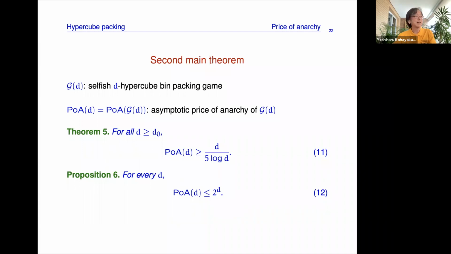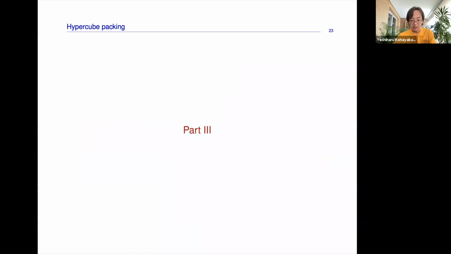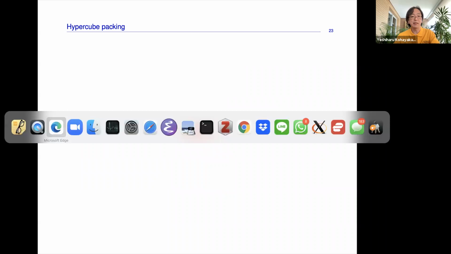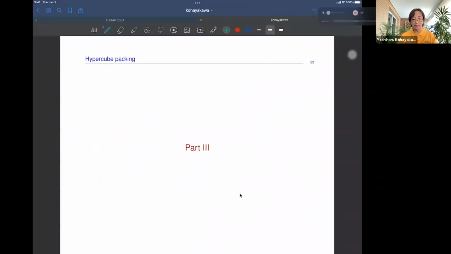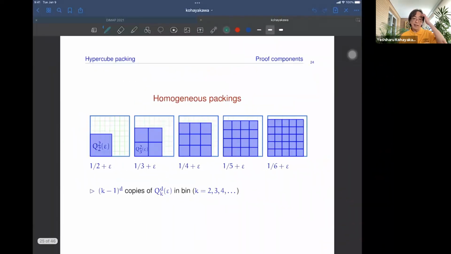Okay, so this is the second main result, and now I will try to talk about the proofs a little bit. And to talk about the proofs, it may be better if I go here. For the proofs of these theorems, we need these homogeneous packings. So the idea is that I will have cubes. This is 2-dimensional, but in general, I have Qk, of dimension d.